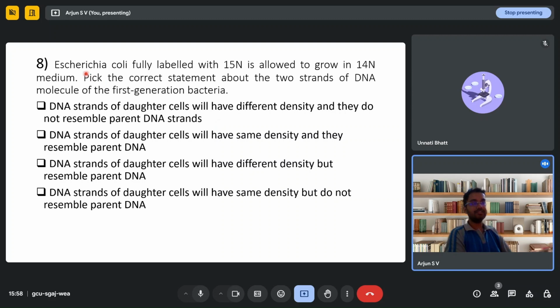Question number 8 is Escherichia coli, fully labeled with 15N, is allowed to grow in 14N medium. Pick the correct statement about the two strands of DNA molecule of the first generation bacteria. And the answer is option 3. DNA strands will have different density but resemble parent DNA.